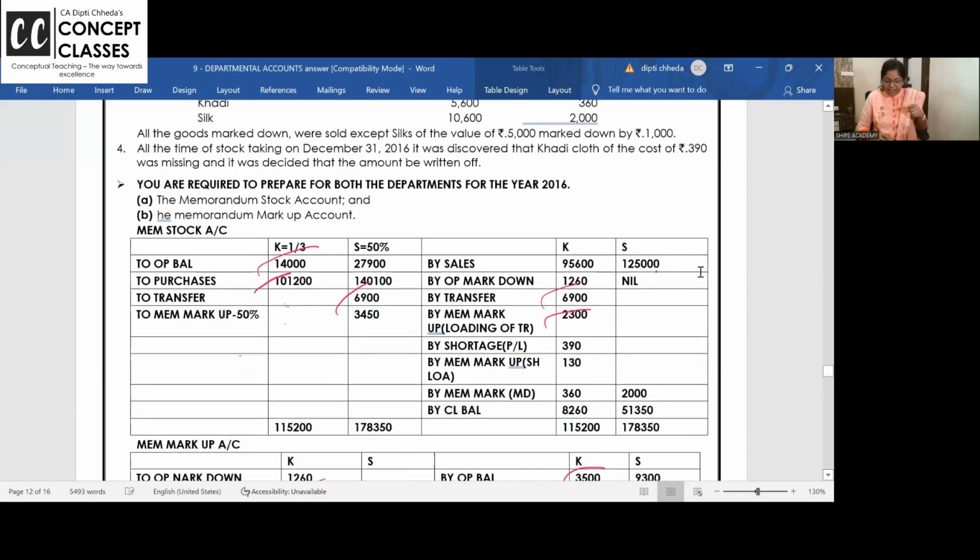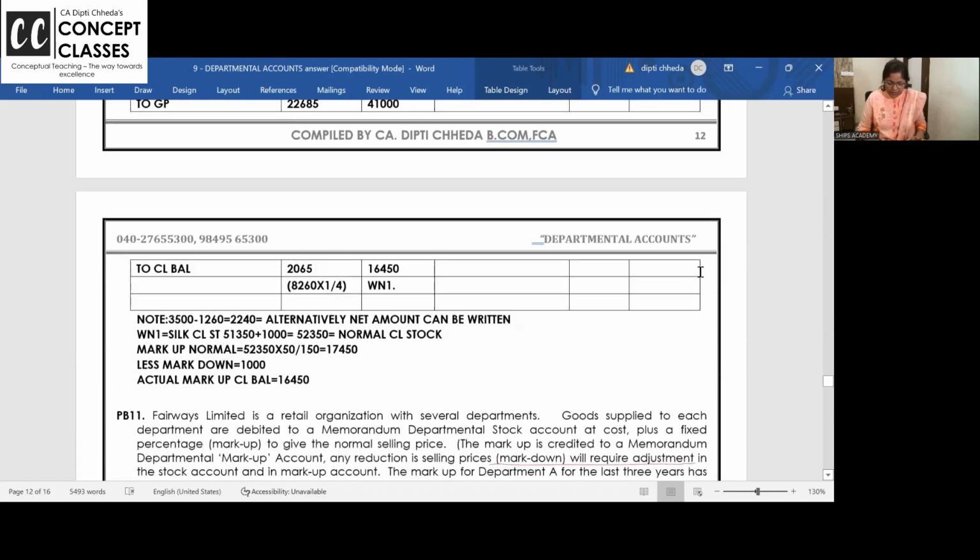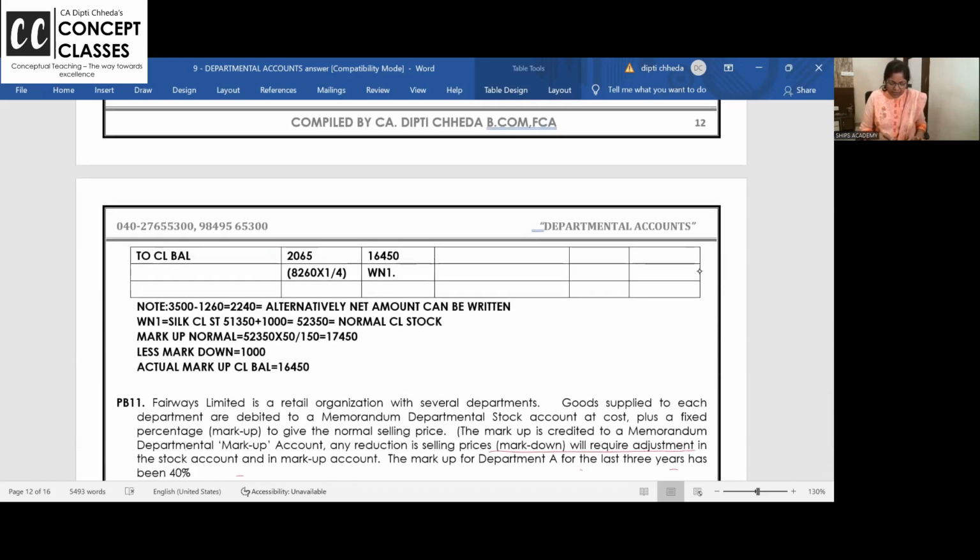Silk is purchasing from market at 50% loading. Silk you purchase from means Khadi also at 50% loading. So Silk will record purchase with its own loading. Khadi will transfer at its own loading. Clear to all of you or not? Khadi and Silk. Rest working notes are absolutely simple.